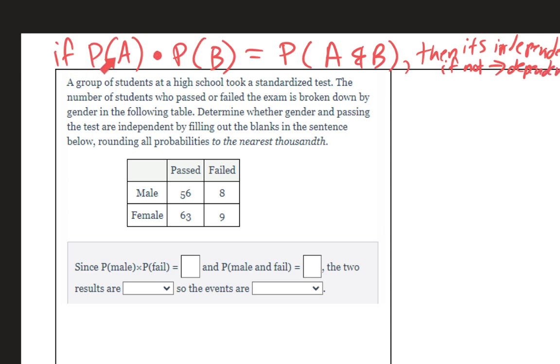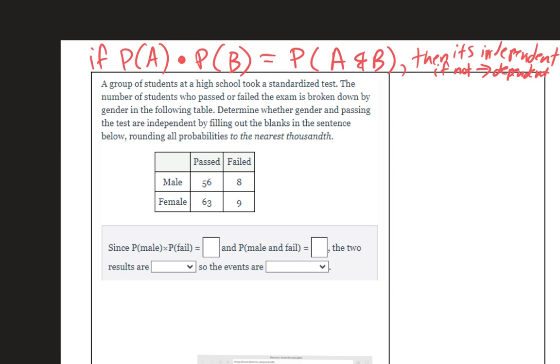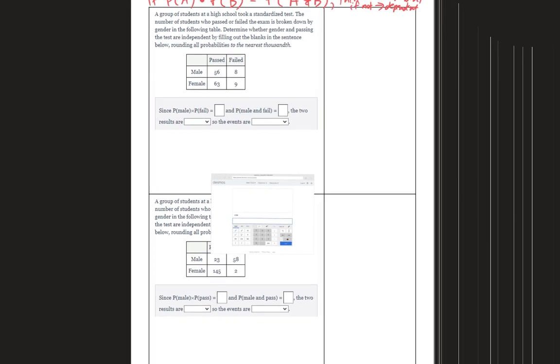Okay, if the probability of one times the probability of the other is equal to the probability of both of them happening, then it's independent. If not, it's dependent. All right, so that's how we're going to tell, and that's what we're going to do between these two problems right over here. We're going to see on these problems if they are independent or dependent.